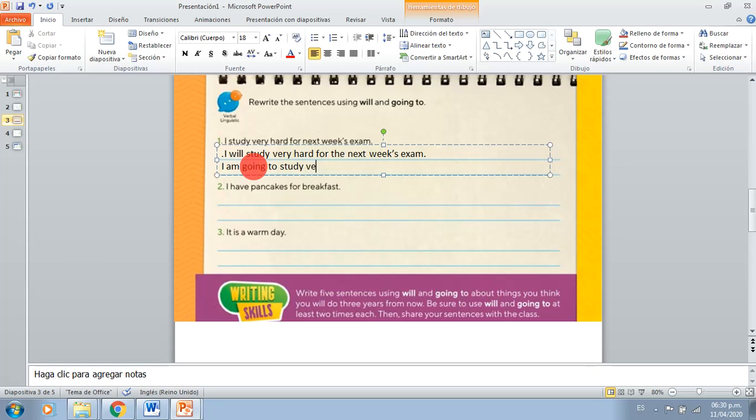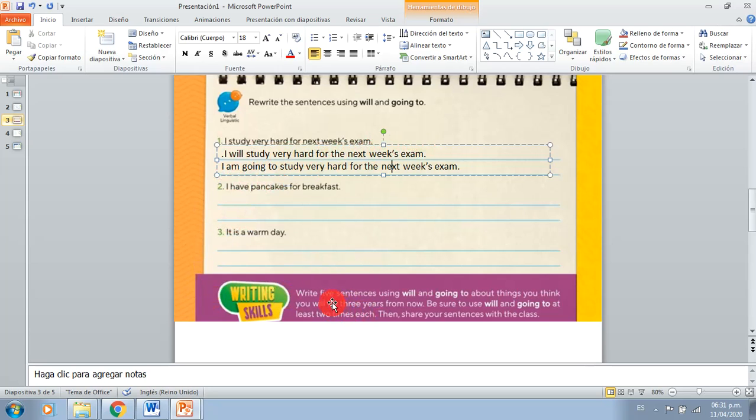study very hard for the next week's exam. Sorry. Okay, done. So, this is the way that you are going to solve this exercise. They are very easy, only 3 sentences more.